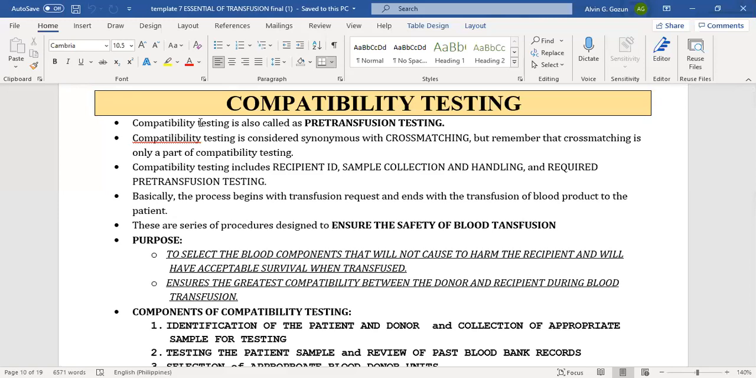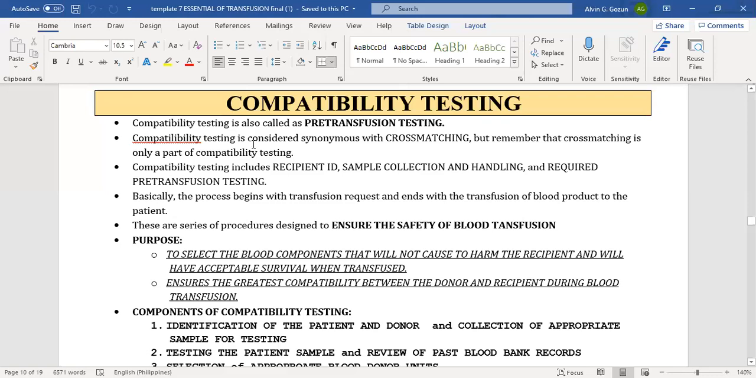Siyempre magtatagal or the viability of that blood matagal, and successful, 'di ba? It can heal the patient, 'di ba? So sabi nga 'di ba, ang blood transfusion is also called chemotherapy. It is used to treat then. It is a form of treatment. Okay? So let's start.